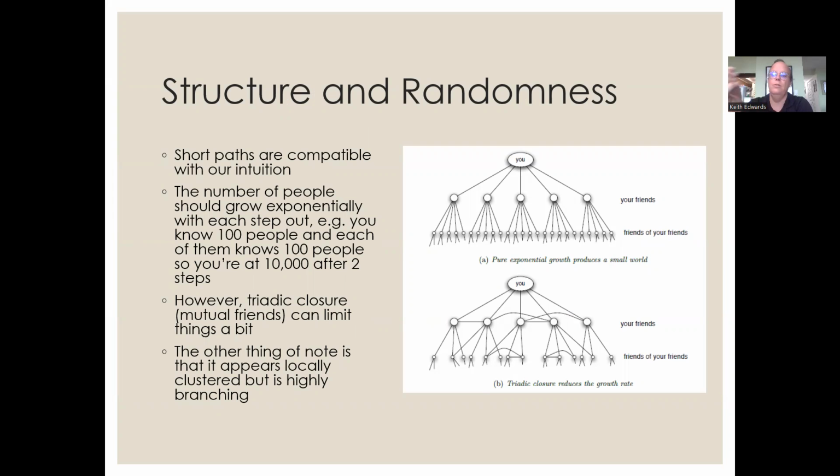If you think about yourself and you say 100 people, the number of people should grow exponentially with each step out. So 100 people, and each of them knows 100 people. So you're at 10,000 by the time you get two steps out. However, that's going to be limited a little bit by triadic closure. And triadic closure was something we discussed earlier in the class, where you're friends with a friend who is friends with somebody else. There's a likelihood of that forming a triangle friendship where the three are friends with one another. That's the triadic closure. So that will limit things a little bit. And the other thing to notice is it appears locally clustered, but it's actually highly branching.